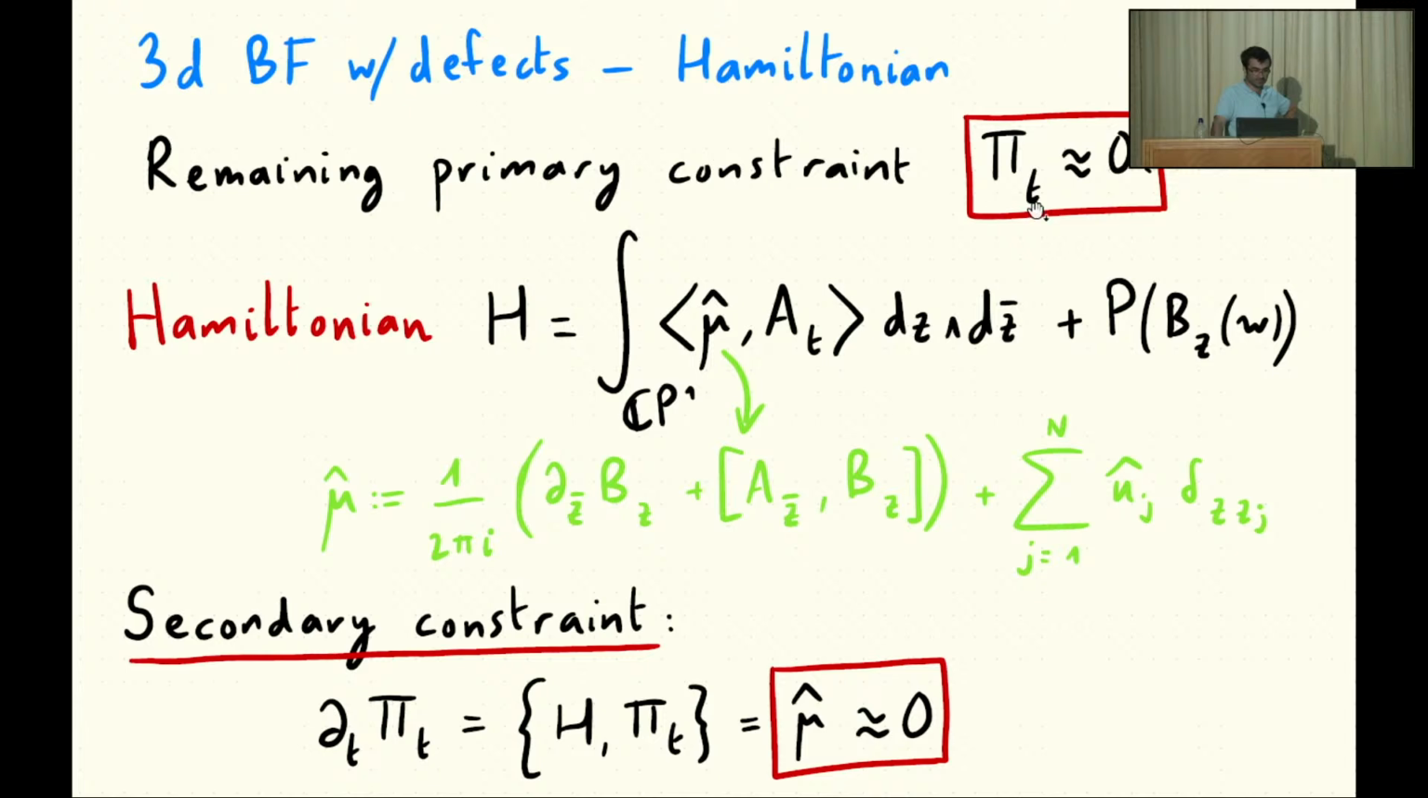We want the constraint pi_t to be preserved under time evolution. In other words, we want its Poisson bracket with the Hamiltonian to be 0. That imposes a new constraint, namely that this mu hat here should be 0. It's a secondary constraint. And as is often the case in this procedure, there's no tertiary constraint. So the algorithm stops here, and there are no more constraints generated from requiring that this is preserved under time evolution.